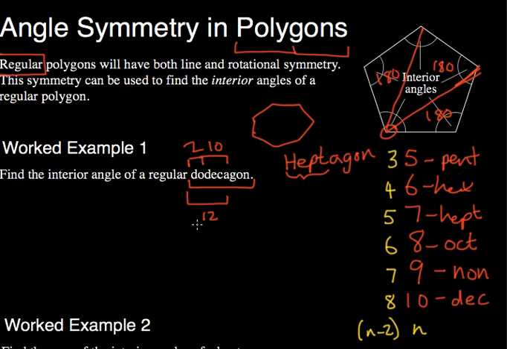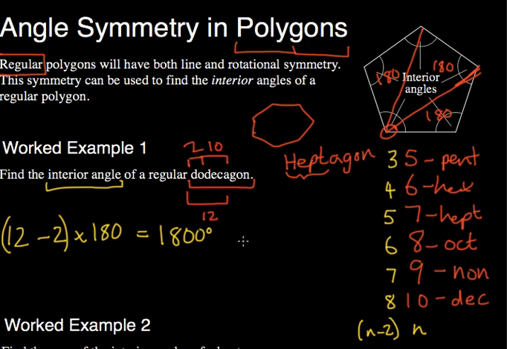So if I said that my shape had 12 sides, how could I work out each interior angle? Well, first of all, what's the total interior angle? If I added all of them together, what would it be? If I have 12 sides, then if I take away 2 from that, that tells me how many triangles there are. So there are 10 triangles, and each triangle has 180 degrees. So in total, this must have 1,800 degrees. So if I added all the interior angles together, it would be 1,800 degrees.